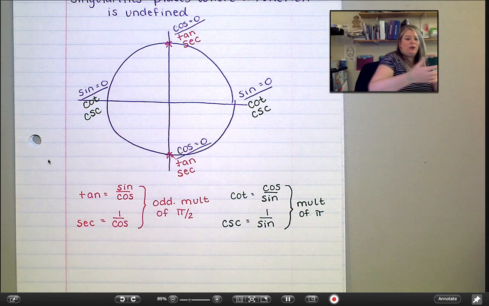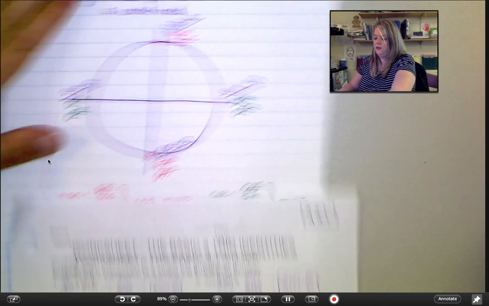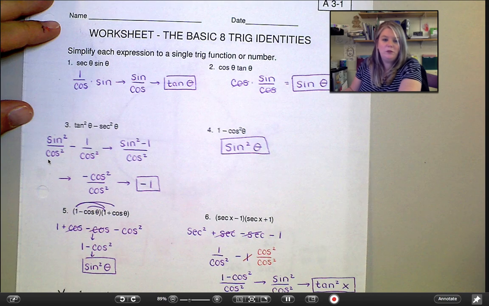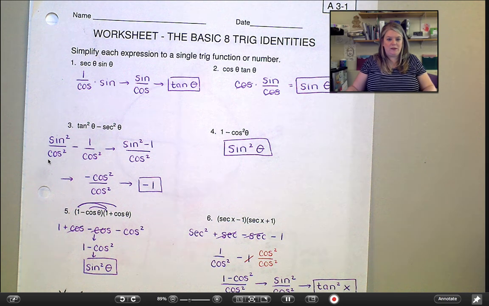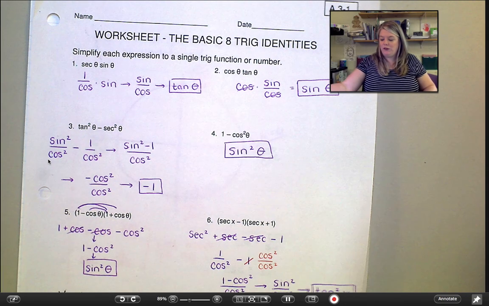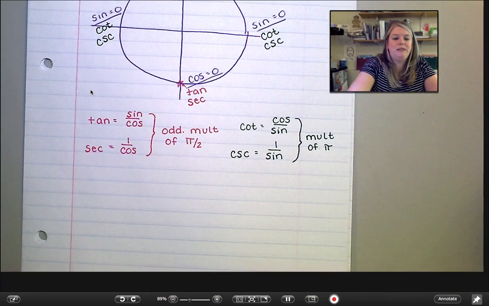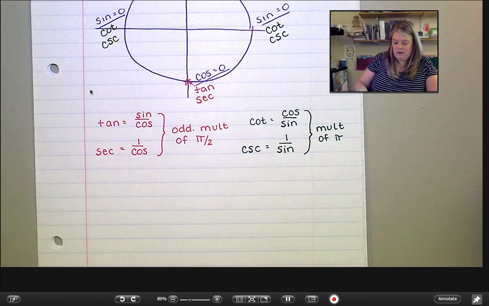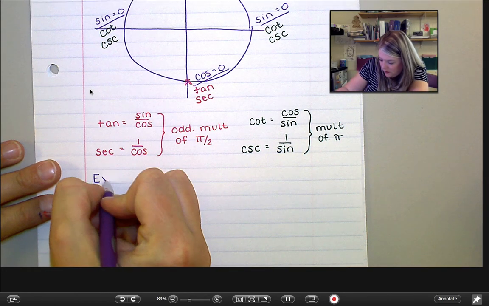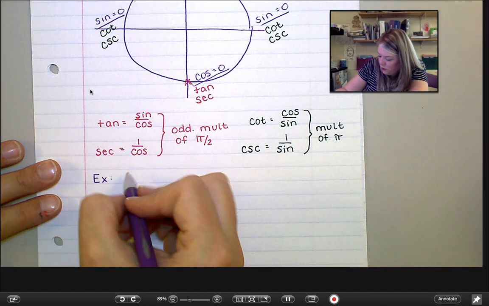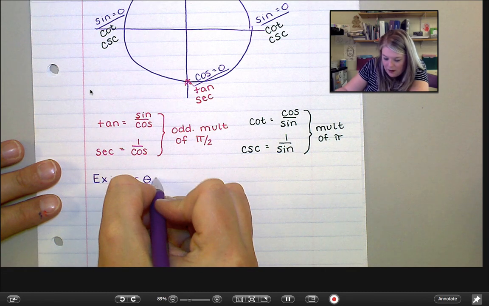I'm looking at your homework from last night, and like I said, this answer key is posted on Google Classroom, so don't feel like you have to get it all written down right this minute. I'm going to look at that first example here, and actually I'll try to squeeze it in maybe at the bottom here. As an example, that first one from your homework said secant theta times sine theta.